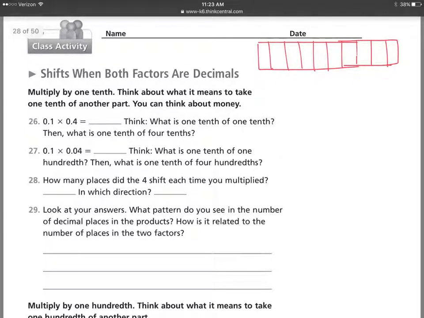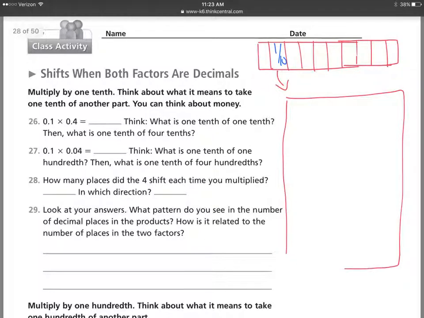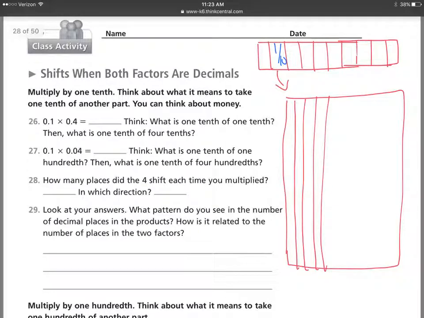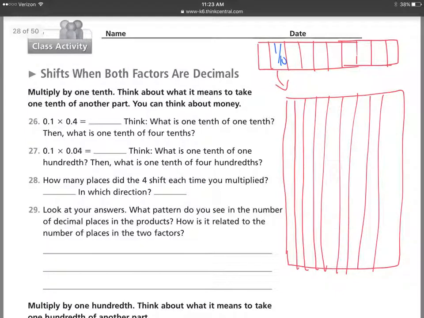So let's say that I have an object here, a rectangle, and I've cut it into 10 equal pieces. Each of these pieces represents 1/10. Now I'm going to take one of those tenths out, and I'm going to enlarge it so you could see it under a microscope. And I'm going to break this tenth into 10 equal parts. 1, 2, 3, 4, 5, 6, 7, we're pretending they're equal, 9, 10.